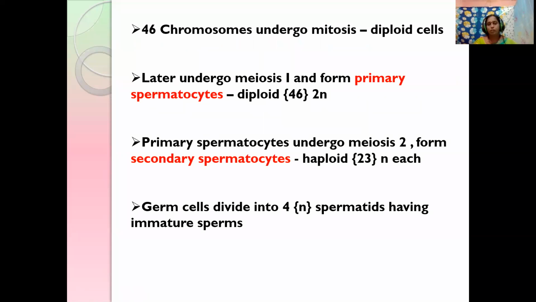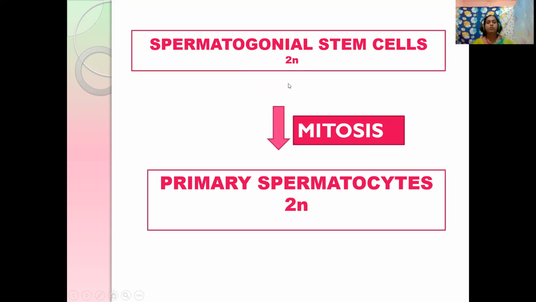This will undergo mitosis and further undergo meiosis 1 and 2 and form 4 spermatids. So we'll see it in the form of a flowchart. The spermatogonial stem cells are diploid, having 46 chromosomes. They undergo mitosis. What is mitosis, students? It is the multiplication of cells.